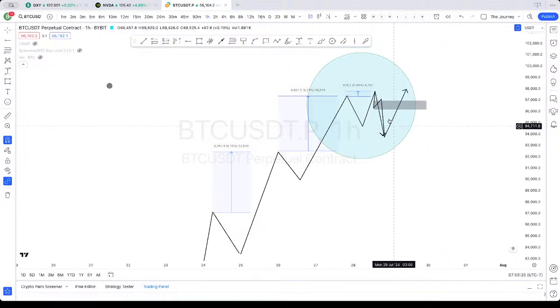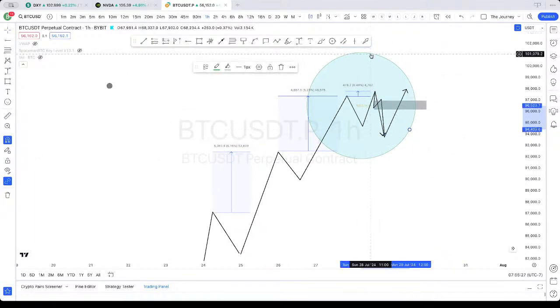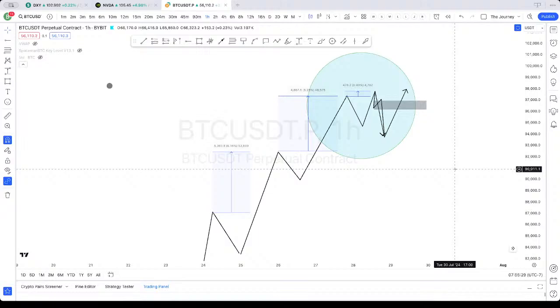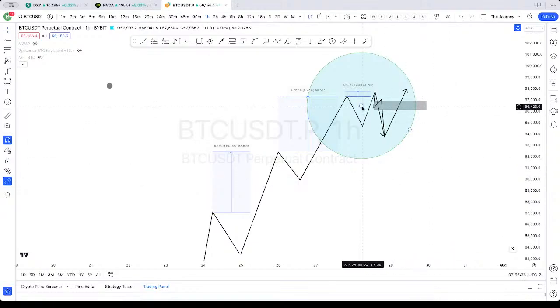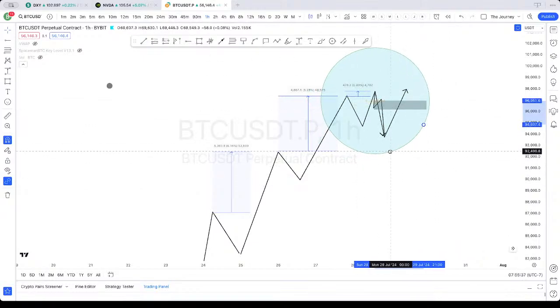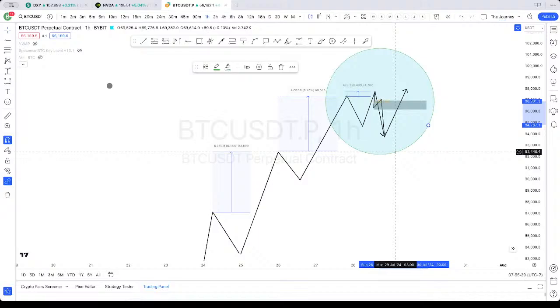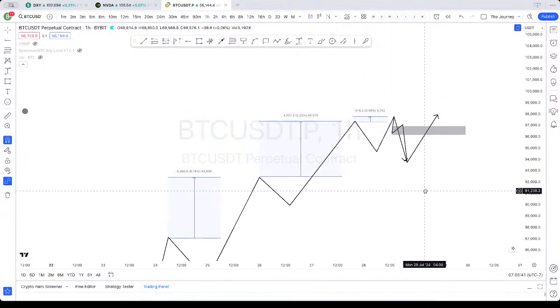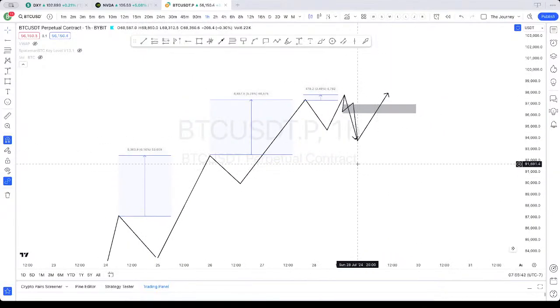What could be happening here is distribution. Okay, this could be distribution. Why does price present like this if it is distributing? Because a market maker's job is to generate liquidity. Okay, their job is to generate the liquidity.